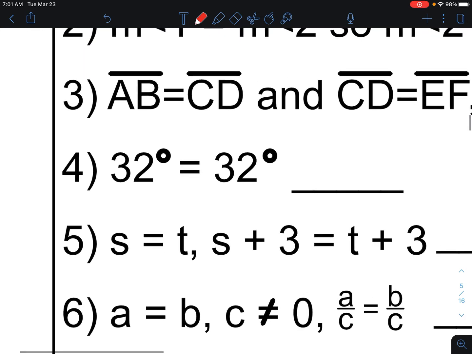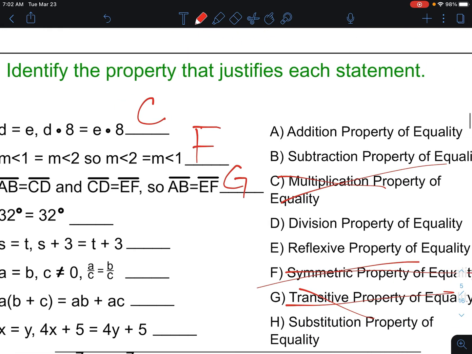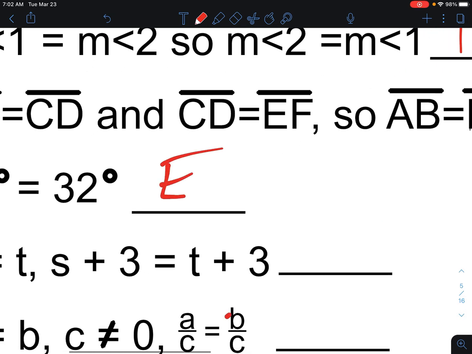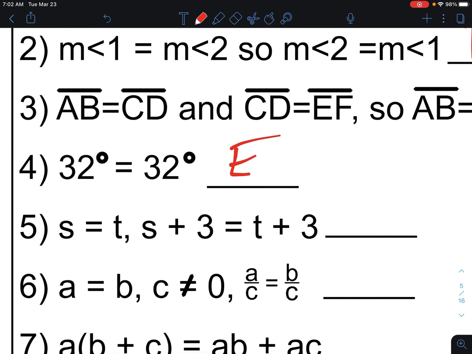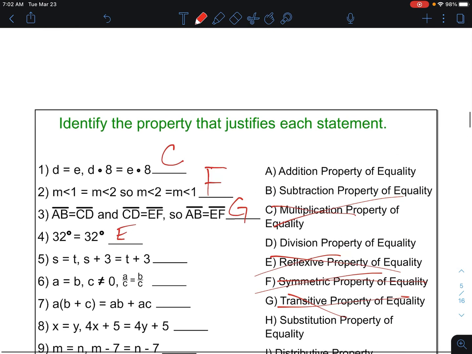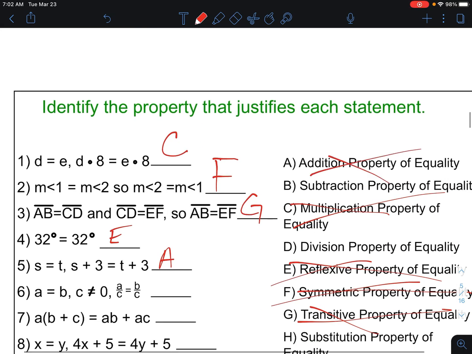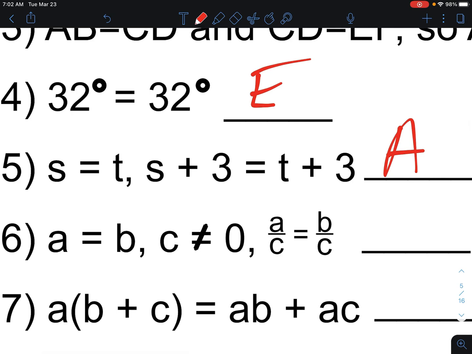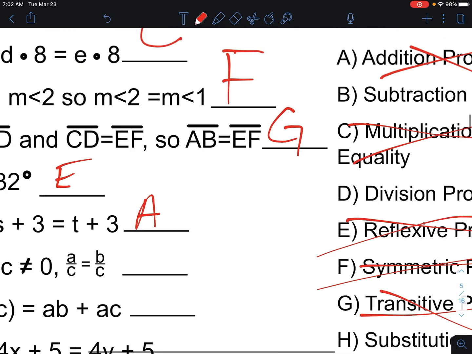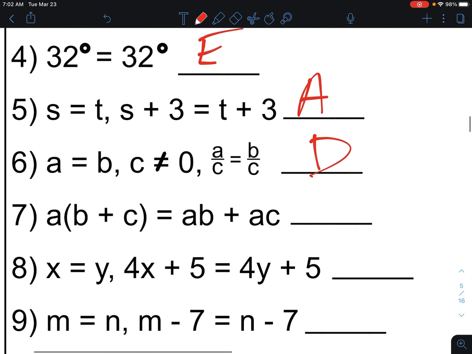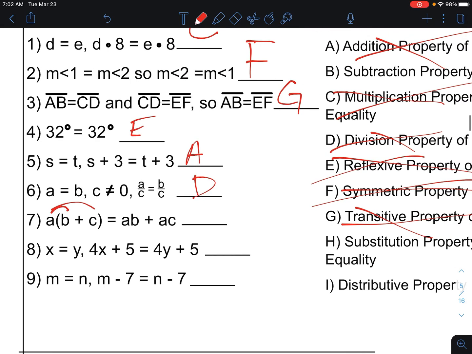Number 4, 32 is equal to itself. That is the reflexive property. Think of reflection. It's the same thing in the same order. S equals t, and then we're adding 3 to both sides, so that would be the addition property. Okay, can't divide by 0, so that's why it's saying C can't equal 0. That's the division property. Had parentheses. Parentheses are now gone because we multiplied a to both of those terms. That's the distributive property.